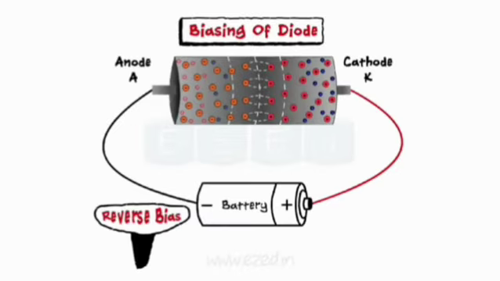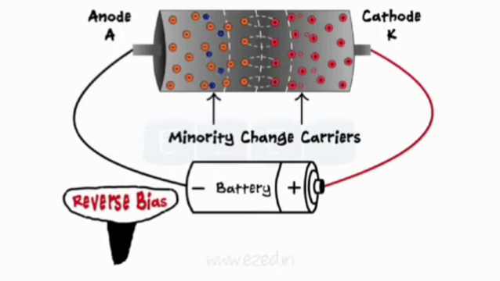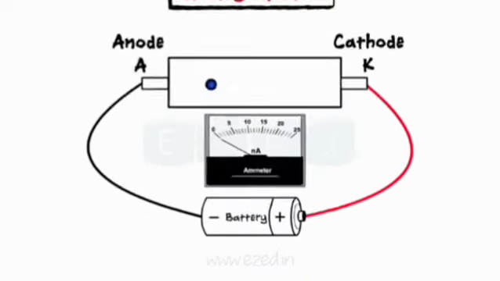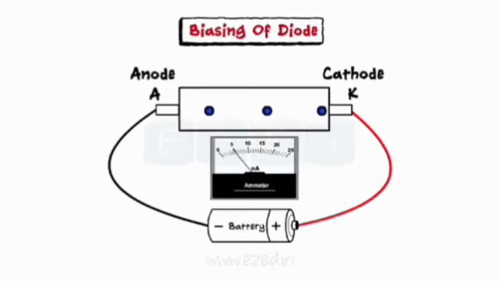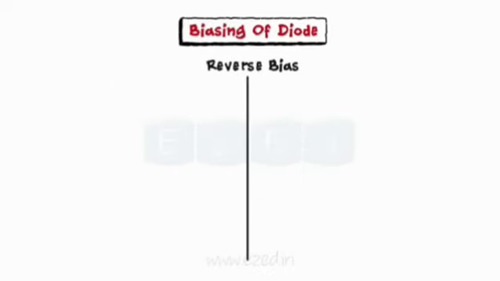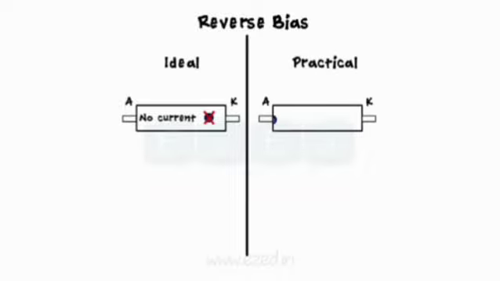But there are some minority charge carriers always present in both the regions. Hence, in the reverse bias case, minority charge carriers cross the depletion region, setting up the current flow. But the magnitude of this current is very low, in the nanoampere range. Ideally, in the reverse bias mode, current through the diode must be zero. But practically, we get some current which is called the leakage current.